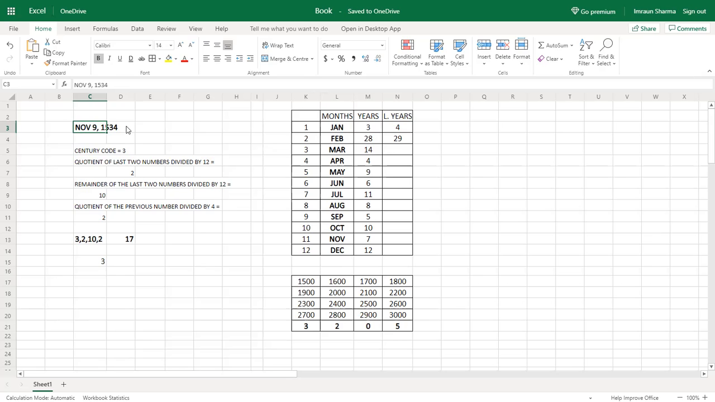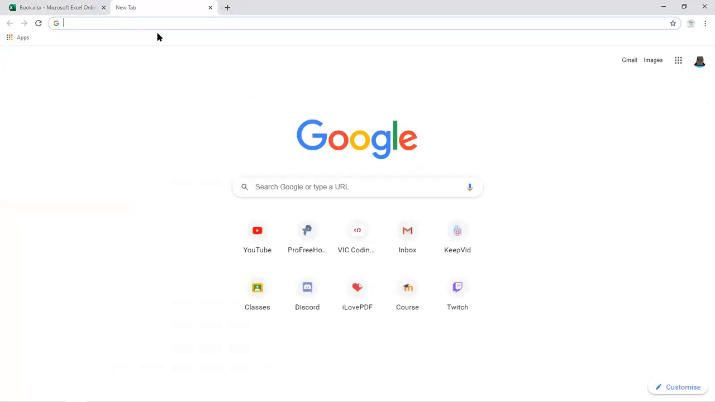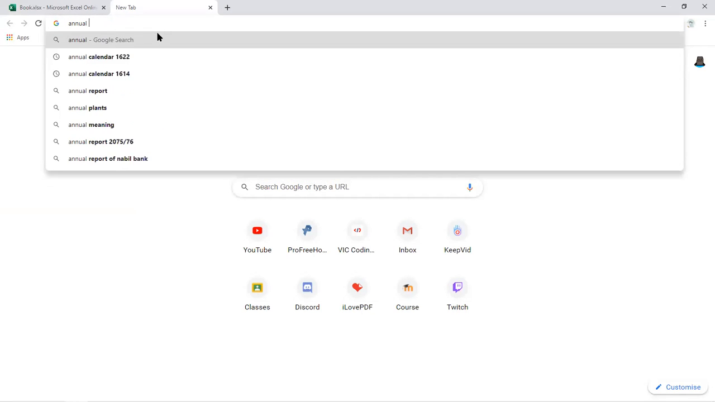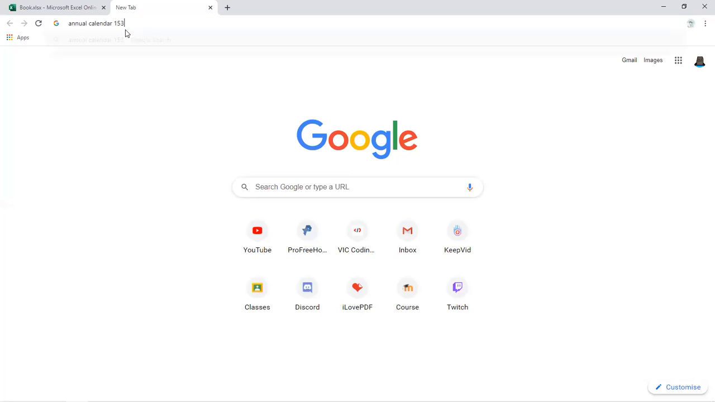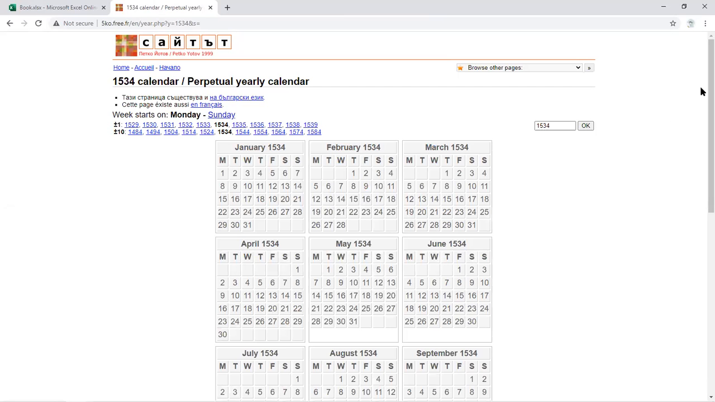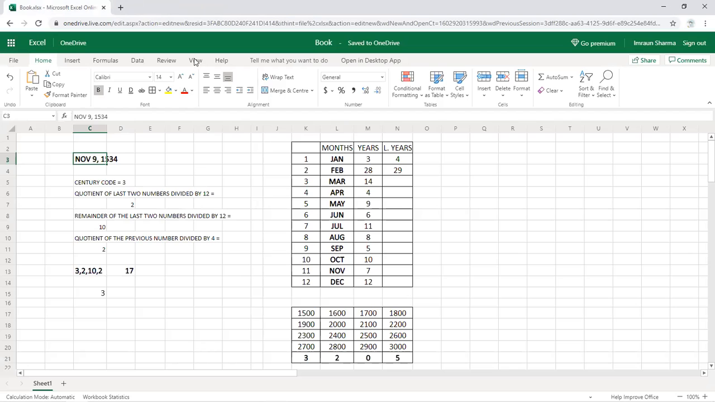Let's check it, shall we? All right, let's go over here to the annual calendar. What was the year? 1534. Let's do this, 1534. And November 9th is a Friday, and we are right.